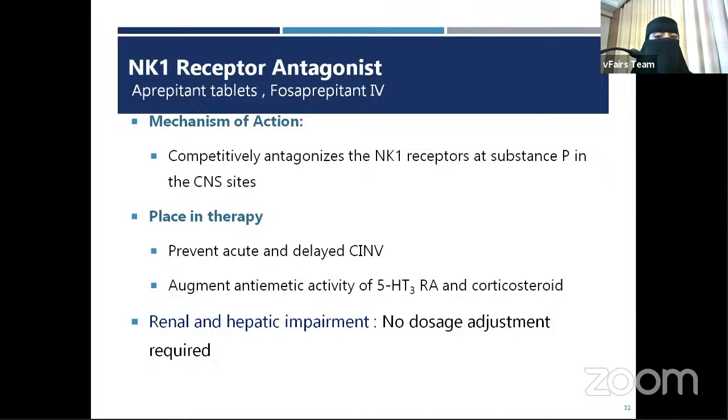It competitively antagonizes the NK receptor, mainly in the CNS. It's used to prevent acute and delayed nausea and vomiting. No hepatic or renal adjustment is required.